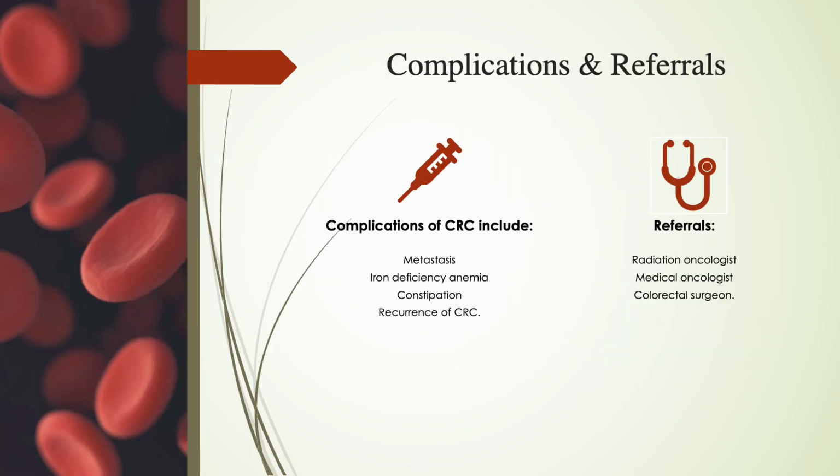For complications and referrals, complications of CRC include metastasis, as you see with virtually any other cancer. You may also see iron deficiency anemia in patients secondary to GI blood loss, constipation, which is often due to obstructive neoplastic tissue, so the mass, depending on its size, may be large enough that it invades the lumen to such a degree that it's blocking that stool from moving through the colon and results in that constipation. And you can also see a complication of recurrence of the primary cancer.